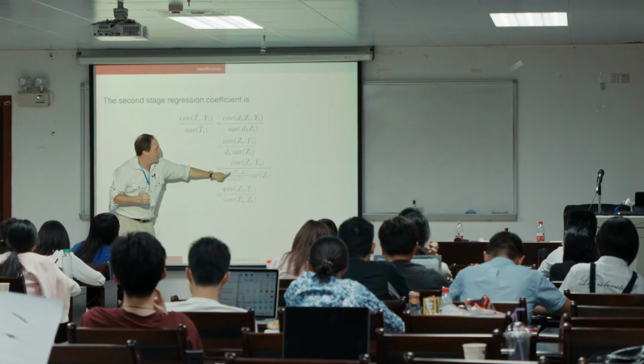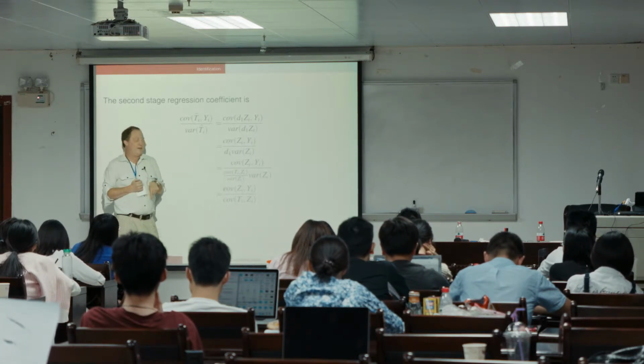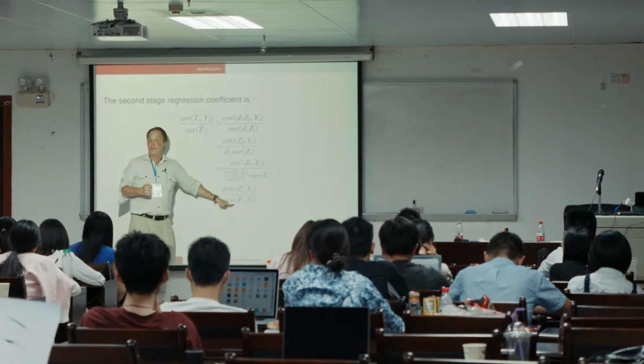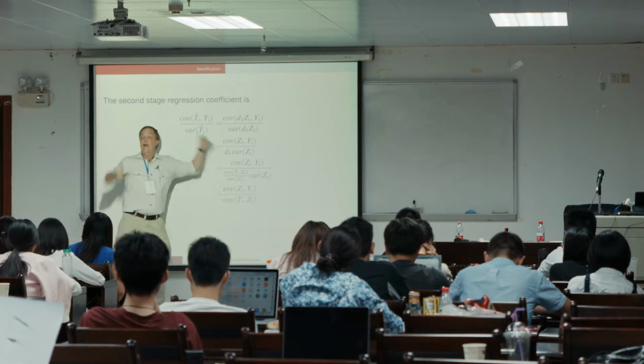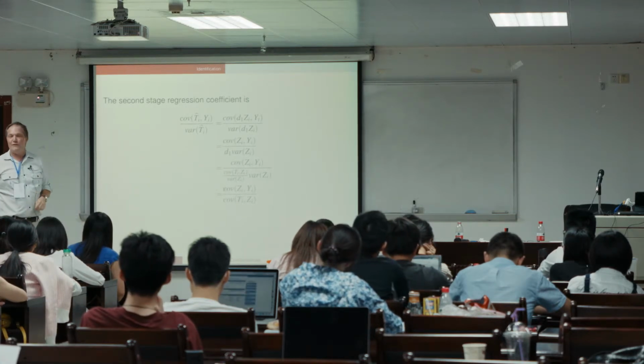Now let me stick in the definition of d1. It's the covariance of t and z divided by the variance of z. This guy and this guy cancel, and you get this object here. What is this object here? It's exactly what we started with. So this is why two-stage least squares works.